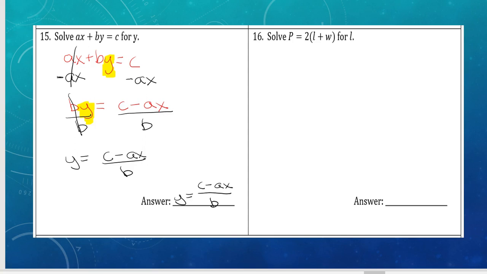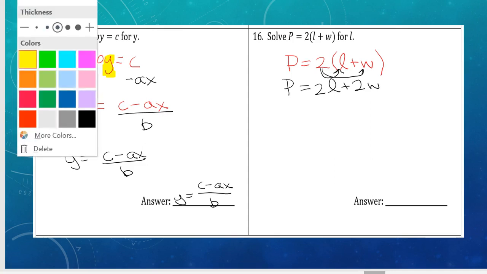Now 16, when I recopied that, I see parentheses, so I'm going to have to distribute to get those parentheses to leave. After I distribute, I will highlight L, which is what we're solving for. So the P and the equals comes down, 2 goes in, so 2 times L is expressed as 2L, and 2 times W is expressed as 2W.